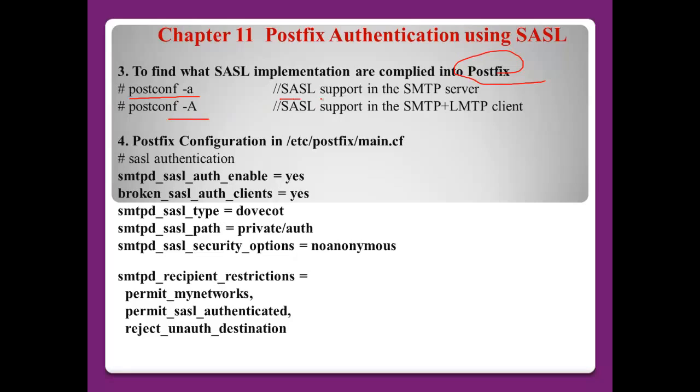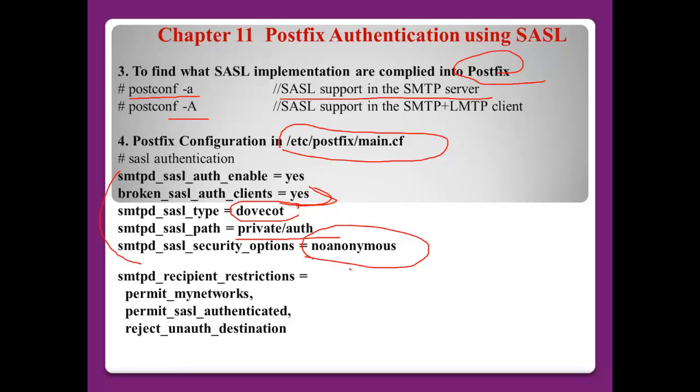Then we can see the SASL support in the SMTP server. Number 4, if we want to configure SASL authentication in Postfix, we have to use this file, main.cf. So here we have to configure like this, SASL authentication, smtpd_sasl_auth_enable. Normally this one can be used for Windows, Outlook Express, or Outlook, as an MUA. And the SASL type will be in double quotes with the path, and the option noanonymous. So anonymous users cannot use this one. And after that, recipient restrictions here: permit_mynetworks, permit_sasl_authenticated, and unauthorized destinations will be rejected like this.